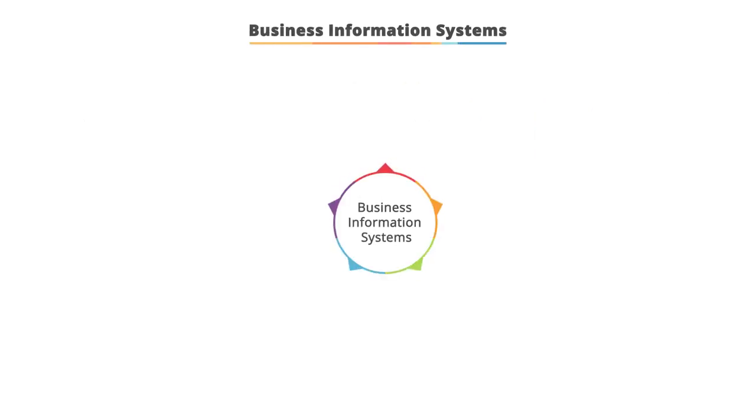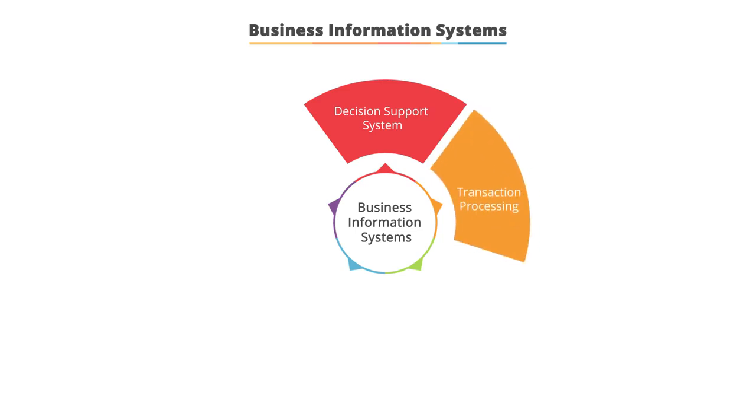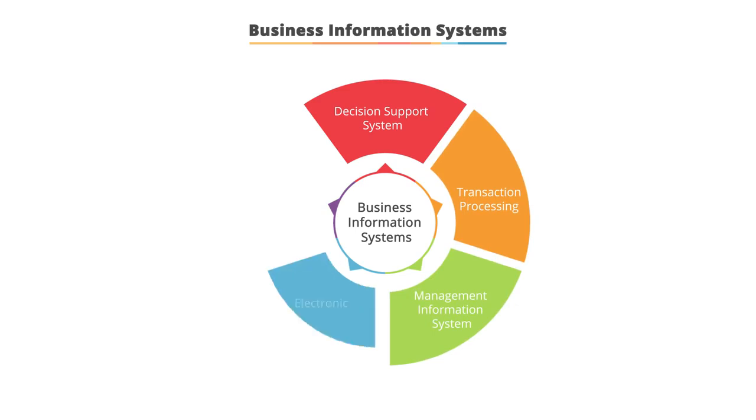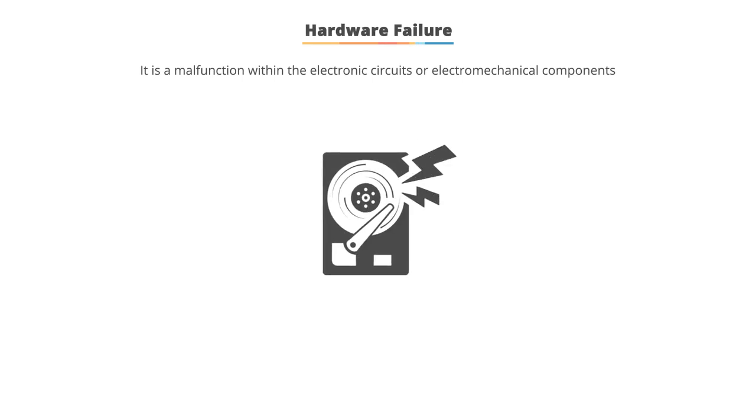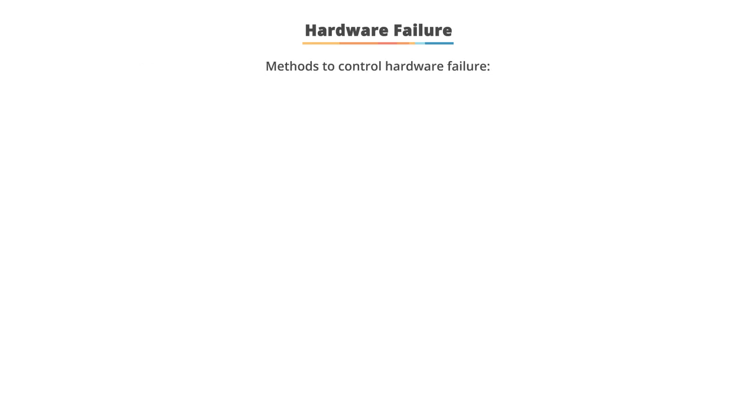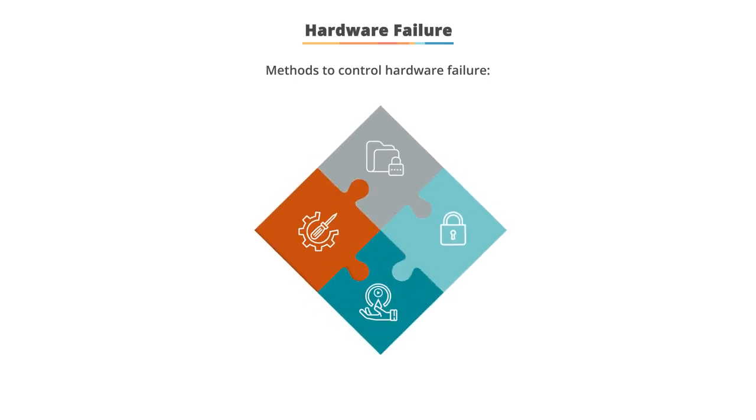A business information system. In a business information system, you have a decision support system. You also have transaction processing. You have management information systems. You have the electronic commerce or e-commerce. And finally, you have SOA systems. A hardware failure is a malfunction within the electronic circuits or electromechanical components, disks, tapes of a computer system. How can we control from a hardware perspective? Encryption, physical security, media sanitization, and finally, maintenance of our hardware.